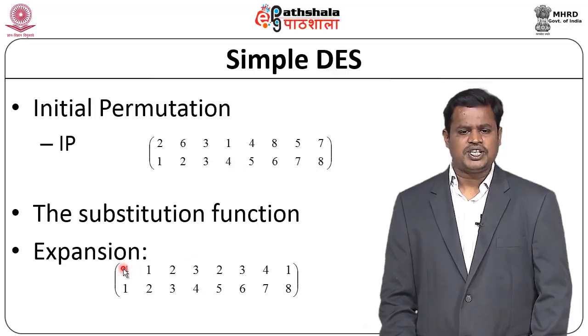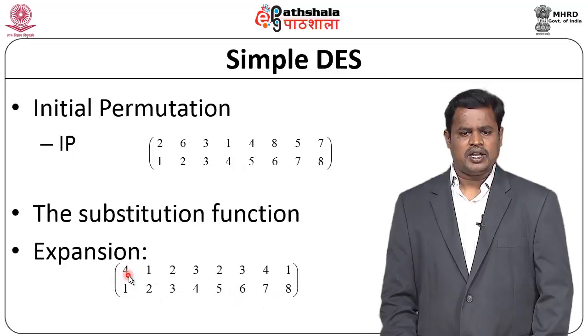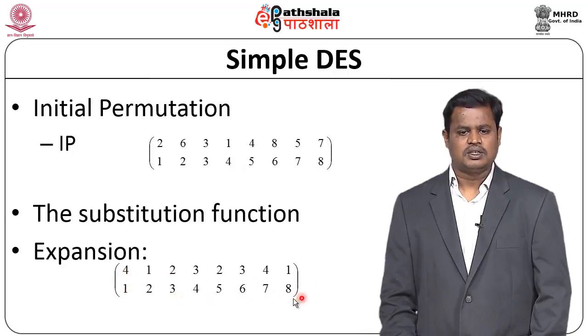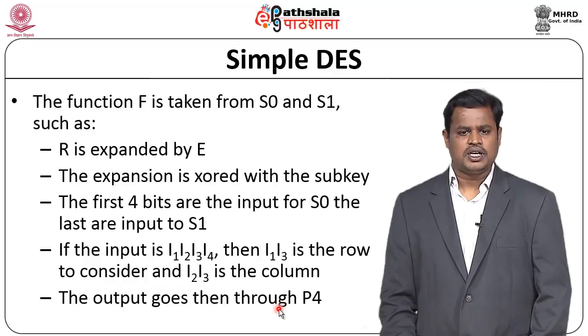But in the expansion table, where you can see 4 1 2 3 4 1 2 3, only 4 bits are rearranged, and from these 4 bits we generate 8 bits, which is nothing but your expansion. In the case of expansion we take 4 bits, and these 4 bits have to be expanded to 8 bits. Above you can see 4 bits, but below you can see 1 2 3 4 5 6 7 8 bits. So from the 4 bits we are able to generate the 8 bits.